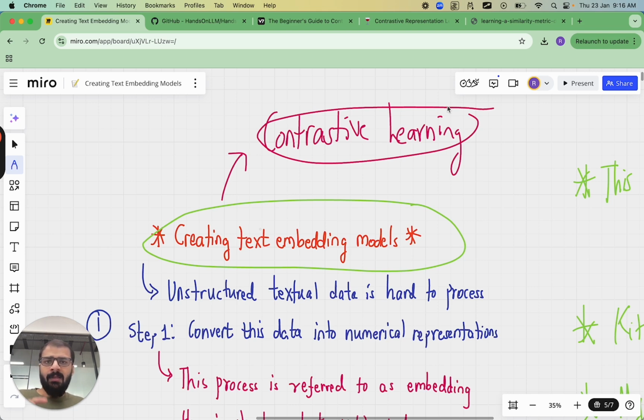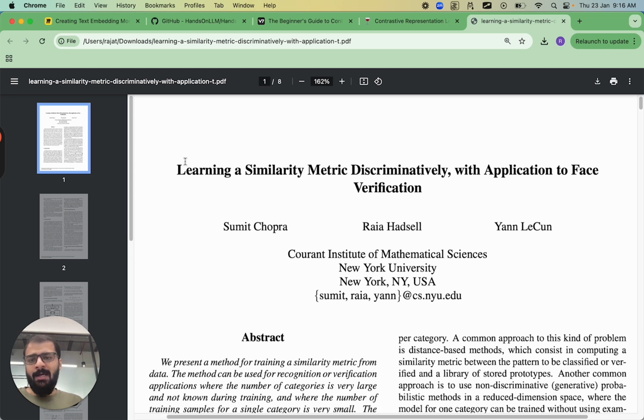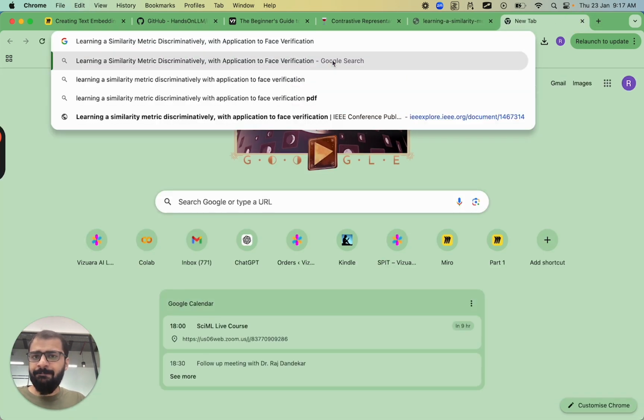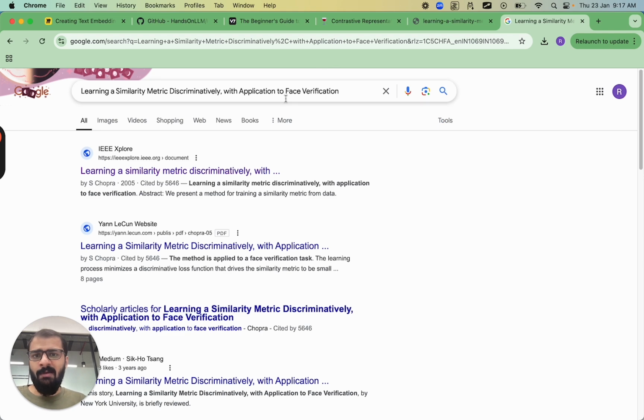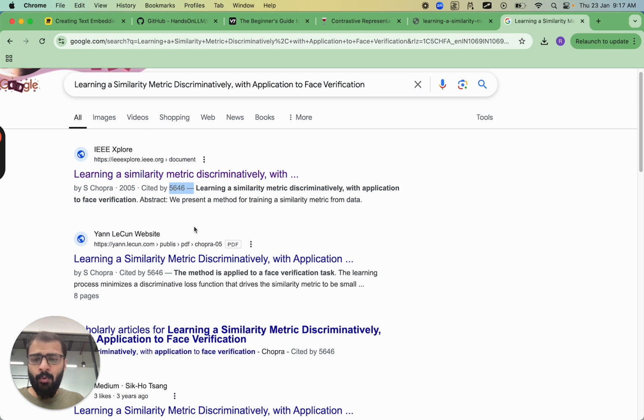The first paper for contrastive learning actually came out in 2005. The paper is titled Learning a Similarity Metric Discriminatively with Application to Face Verification. So the first applications of contrastive learning, I believe, were with respect to faces. This paper has more than 5,000 citations now, and Yann LeCun was one author on this paper.